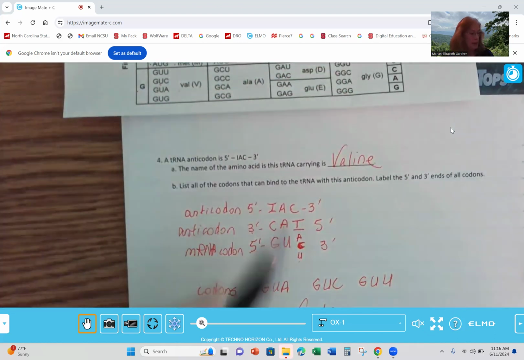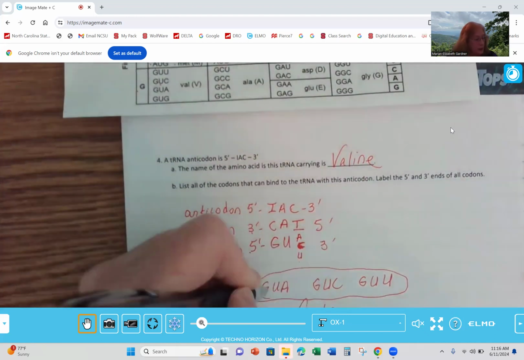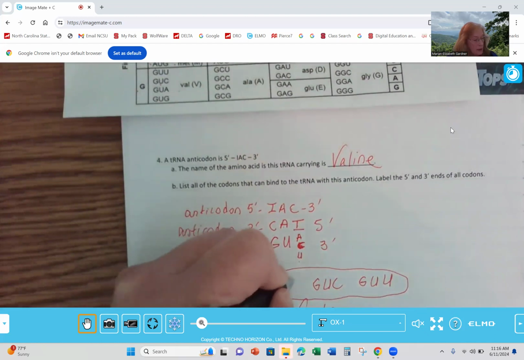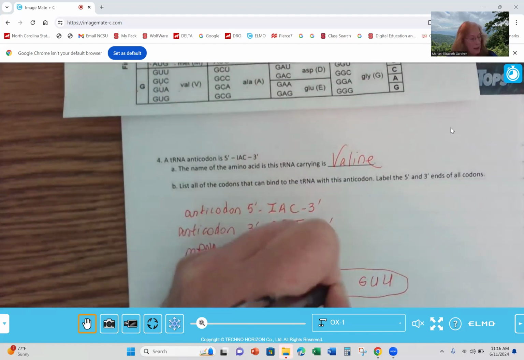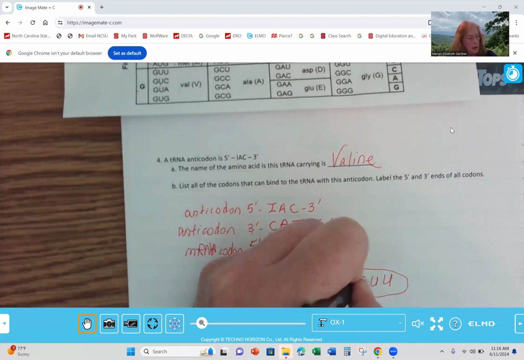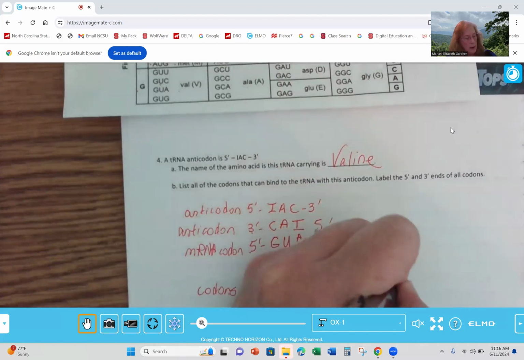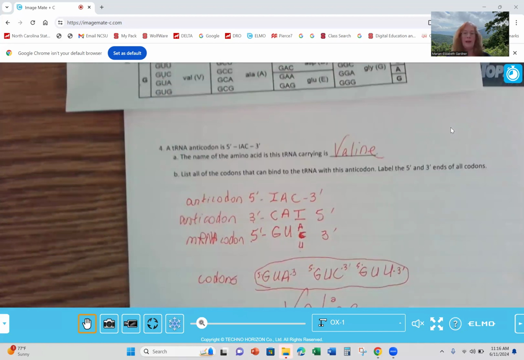And then these are the 3 codons. And if we want to label the 5' and 3' of each of these, here we go. Now they're labeled.